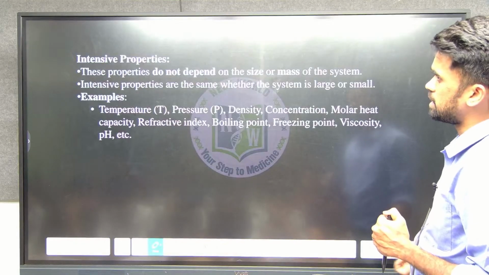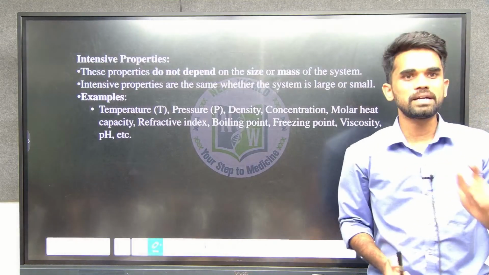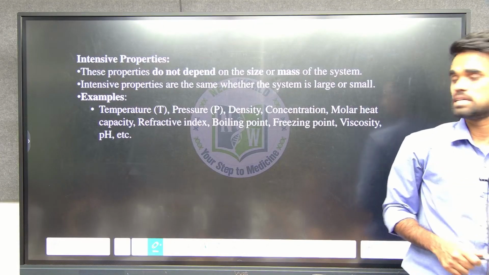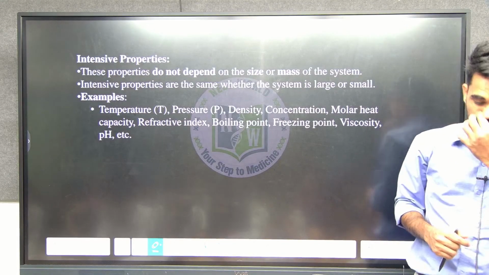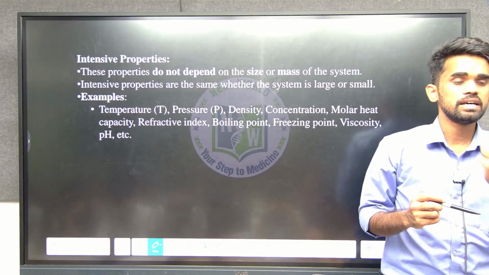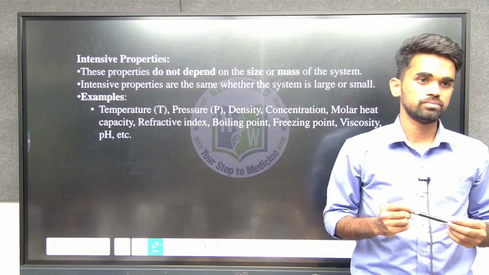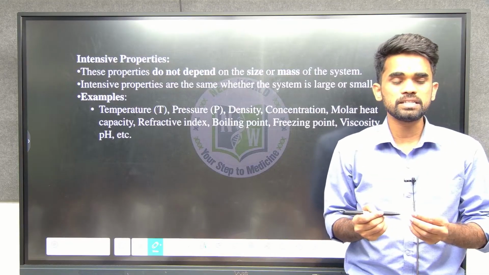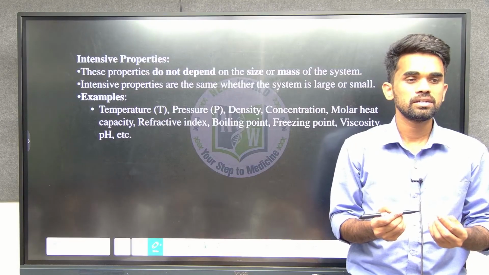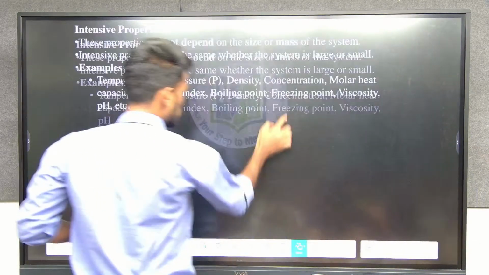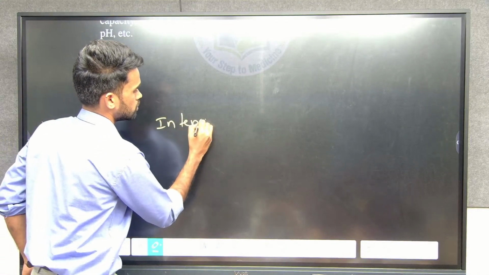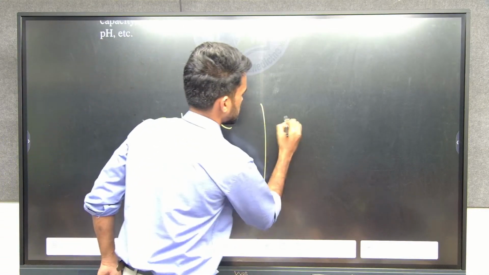These definitions are done. Next, thermodynamic properties. There are two types: one is intensive, another one is extensive. How can we identify them? Intensive properties are mass independent. What am I saying? Mass independent. So the two terms are intensive and extensive.